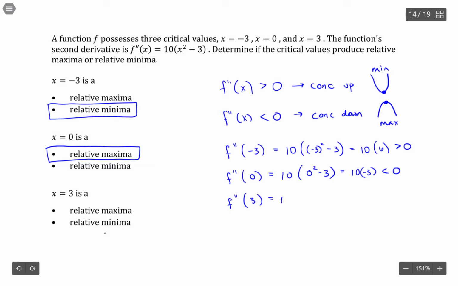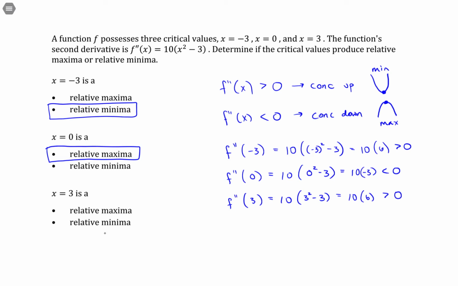Lastly, at x equals 3, we have 10 times 3 squared minus 3, or 10 times 9 minus 3, which is 6, which is greater than 0. So again, this would be a relative minima.